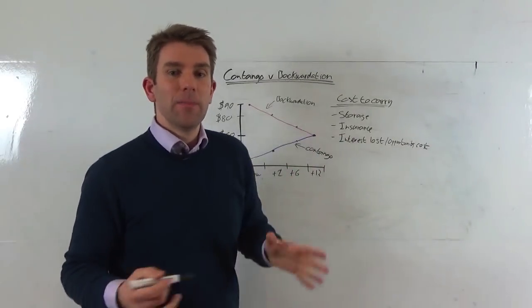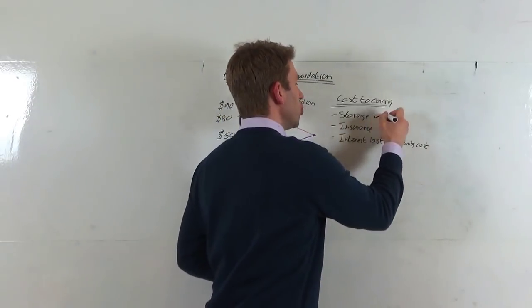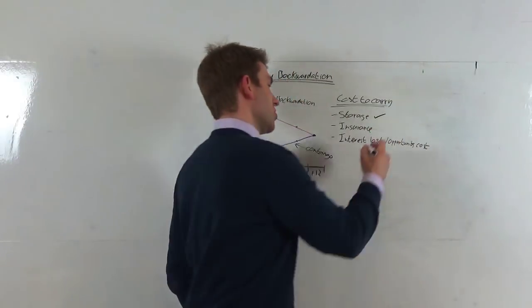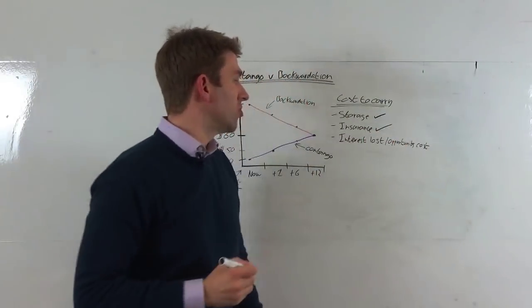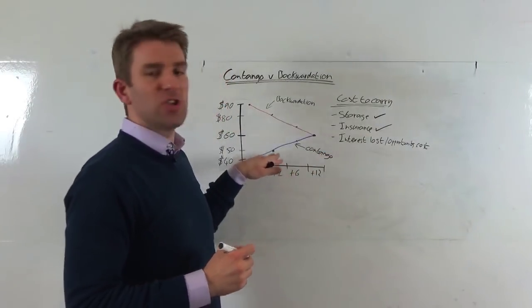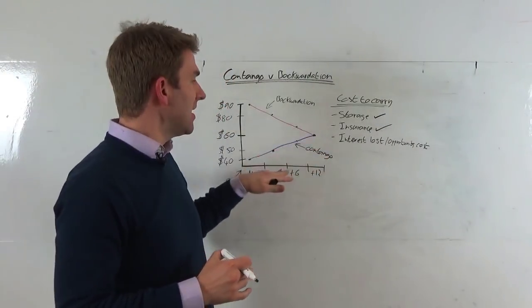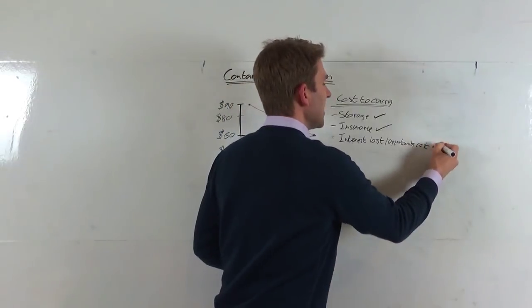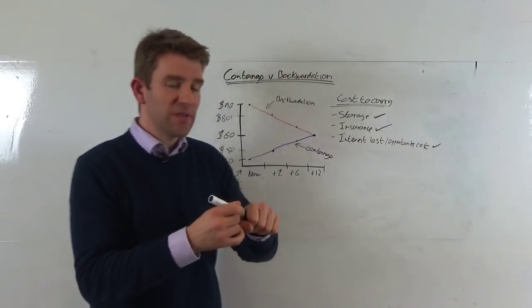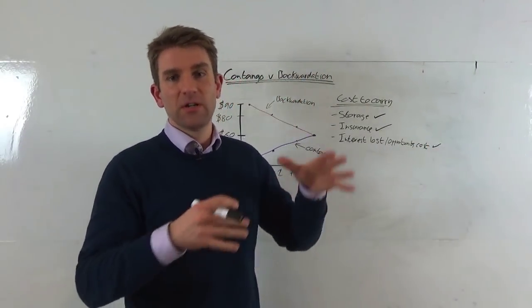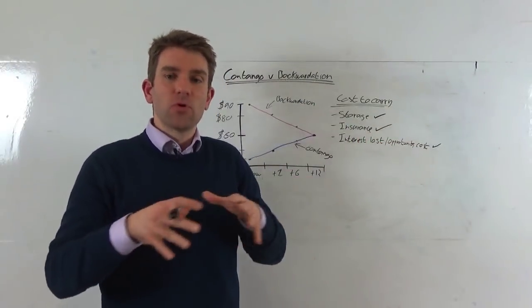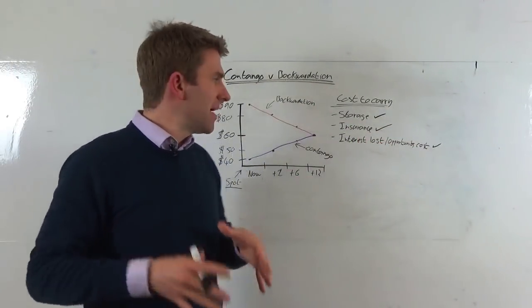Why is that? Because there's a cost to storing that crude oil, there's a cost to insuring that crude oil, and there's also the interest that you lose by tying up that money. There's the opportunity cost, which has to be accounted for in the futures price. And that's kind of basic futures pricing. And go and check out another video I've done where I've talked about how futures prices are made up.